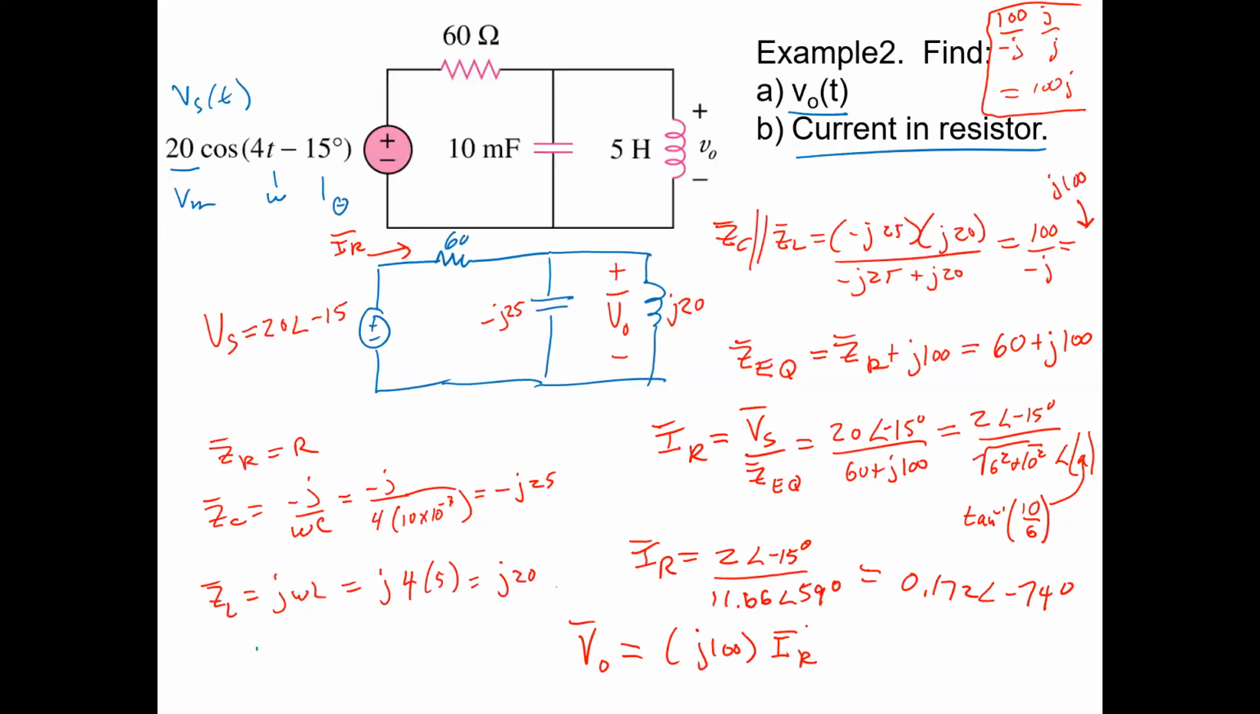When you're dividing, you divide the magnitudes and you subtract. It's the numerator angle minus the denominator angle. It's all stuff we did yesterday. It's still kind of new, so you're going to get really used to this. I don't know if it helped to have the lab first before the lecture. It's still pretty mysterious until you do it a few times. We'll do some problems tomorrow and we'll get a sense of it. So V0 is J100 IR, which is going to be 22.3 angle minus 42.5 degrees.